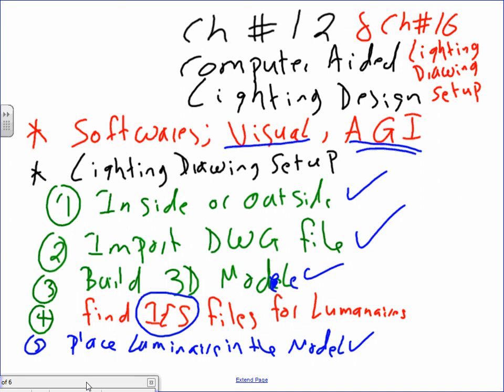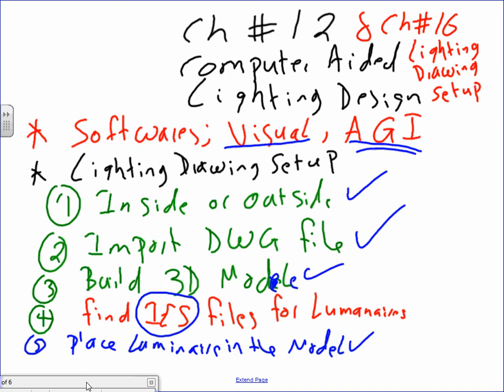Here's what you're going to do. Number 1, you got to purchase yourself a software or get one of these commercially available softwares. We have Visual is the cheapest. When you guys go in the field, you have used it, right? It's free. AGI, anybody heard of AGI? AGI is what most of engineering firms use, guys.